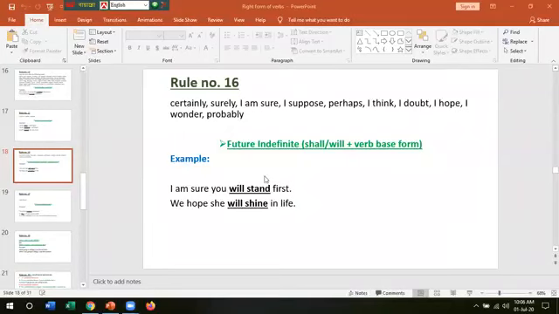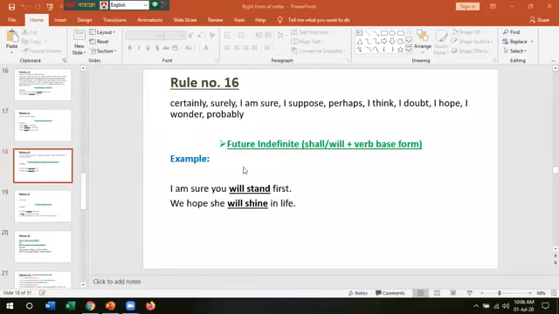Okay, dear boys, in the last class, we were doing right form of verbs and we did up to rule 15. One of you said that you are having a problem with rule 7. Okay, we will discuss it after the end of these rules. Now let us start today's class, rule number 16.